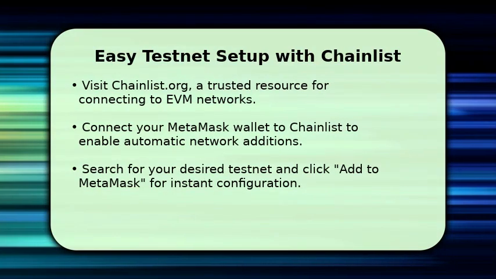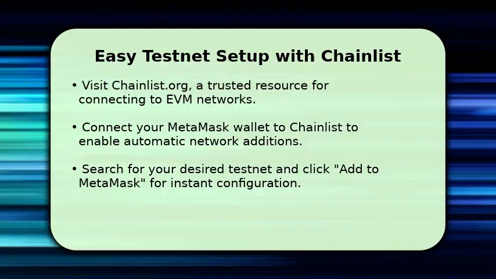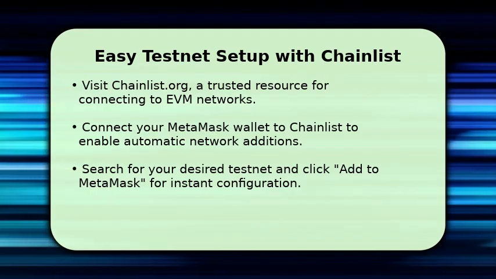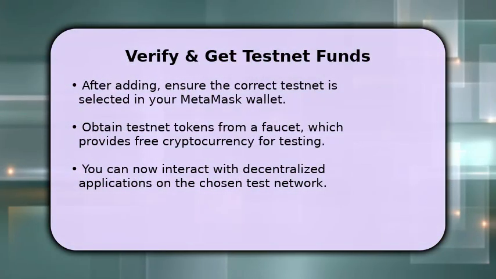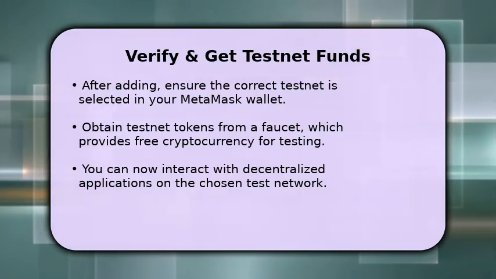For an even easier approach, consider using chainlist.org. This website is a fantastic resource for quickly adding various EVM-compatible networks, including testnets, to your MetaMask wallet. Simply visit Chainlist, connect your MetaMask, and then search for the specific testnet you wish to add. With just one click on Add to MetaMask, the network details are automatically configured for you, saving significant time and effort. Once you have added your chosen testnet, always verify that it is selected in your MetaMask dropdown.